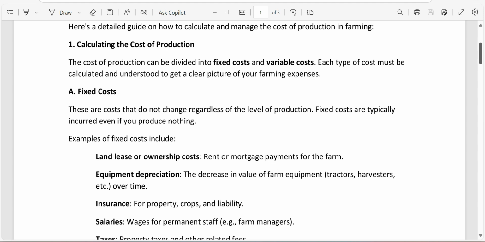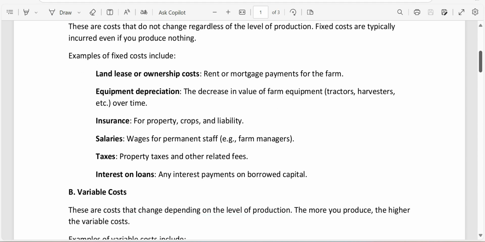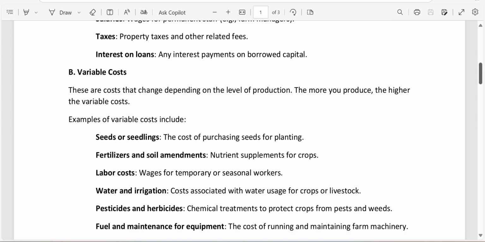Examples of fixed costs include land lease or ownership costs, rent or mortgage payments for the farm. Equipment depreciation, the decrease in value of farm equipment, tractors, harvesters, etc., over time. Insurance, for property, crops, and liability. Salaries, wages for permanent staff, e.g., farm managers. Taxes, property taxes and other related fees. Interest on loans, any interest payments on borrowed capital.